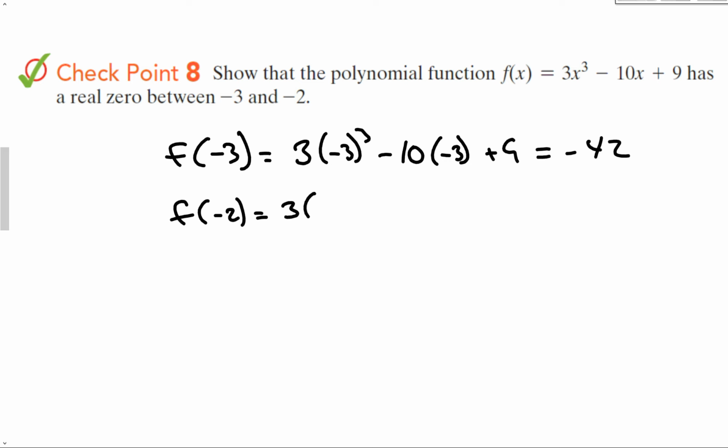And then we're going to go 3 times negative 2 to the third, minus 10 times negative 2 plus 9. And so we have a negative 24, right? Negative 2 to the third is negative 8 times 3, negative 24, plus 20 plus 9 gives me a positive 5. So somewhere in between these two outputs, there is a 0. So there is a 0 between negative 3 and negative 2. And that is the intermediate value theorem.